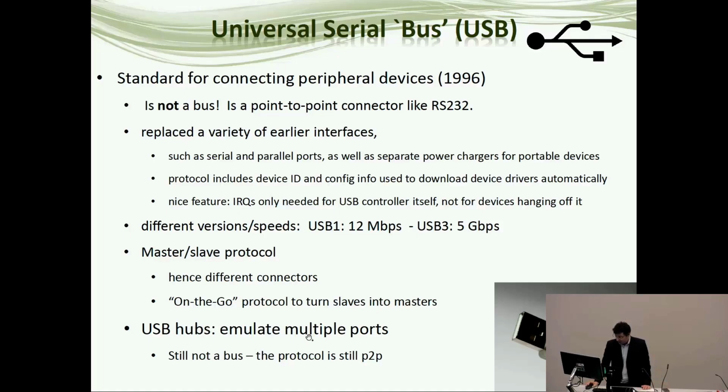There are USB hub devices. These things will emulate multiple ports, so you can have a hub coming out of one USB port on your phone to have 4 devices coming off there. That's still not a bus. It might look like a bus if you've got 4 USB devices all dangling off a hub, but it's not running as a bus. It's only emulating the multiple ports, so you don't have this property of every message being visible to everyone. It's still just a point-to-point protocol underneath.